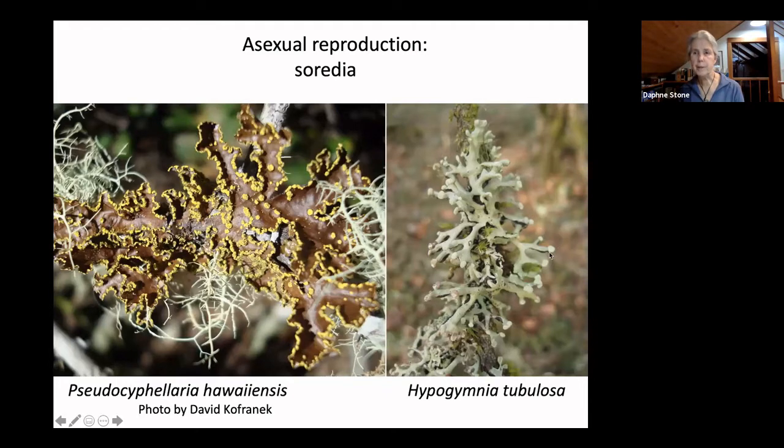The same goes for these little patches of soredia. They're out at the tip of the Hypogymnia, and in each of these patches are hundreds of little soredia. Soredia are very, very light, and so they can blow pretty easily and pretty far.